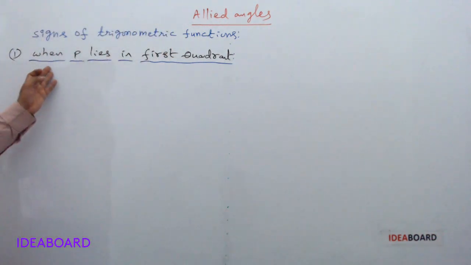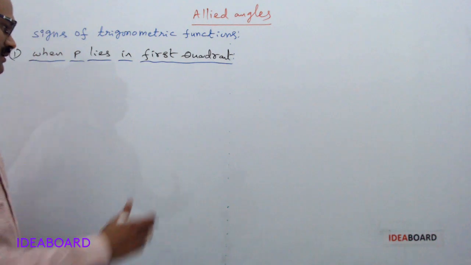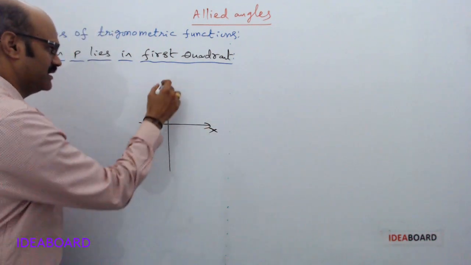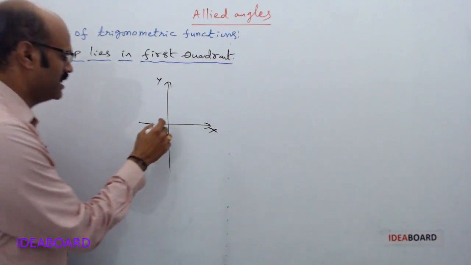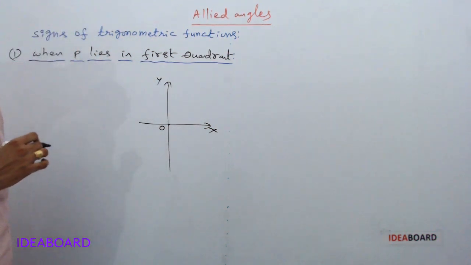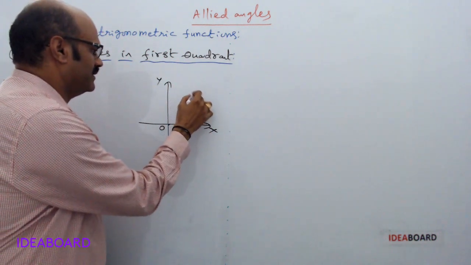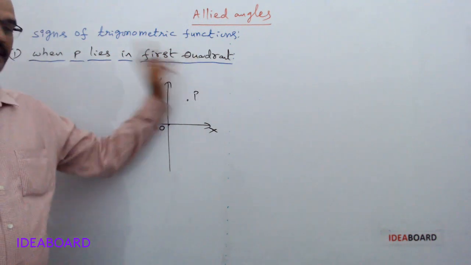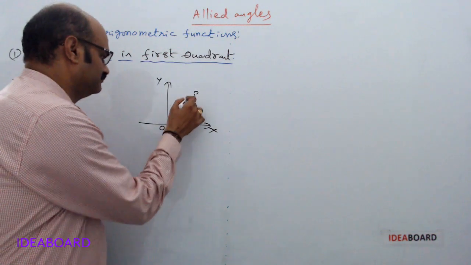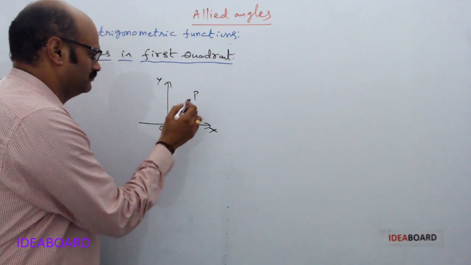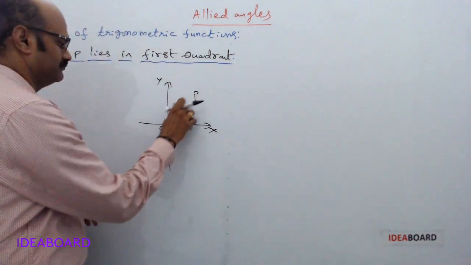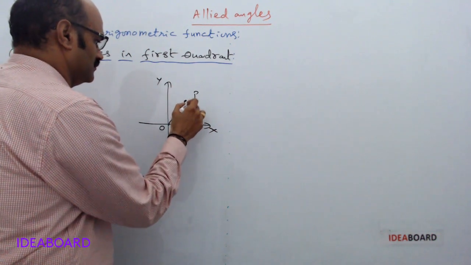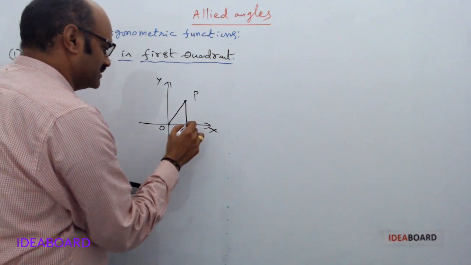Now, we have to discuss when P lies in the first quadrant. Let me take the x-axis and here the y-axis, and this is the point O, the origin. Let P be any point here, let me take the point P in the first quadrant. Join OP. Draw PM perpendicular to the x-axis.